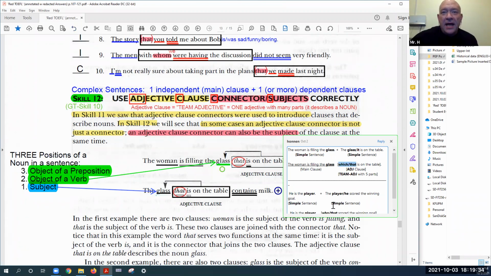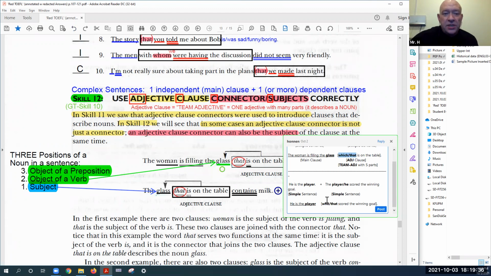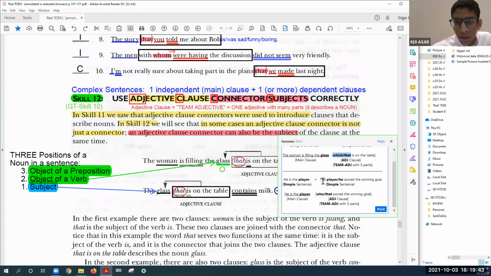Now, under that, there's another example down here. Can you read the next example? He is the player. He is the player. Simple sentence. The player scored the winning goal. Or he scored the winning goal. Now let's join them. He is the player. He scored the winning goal.